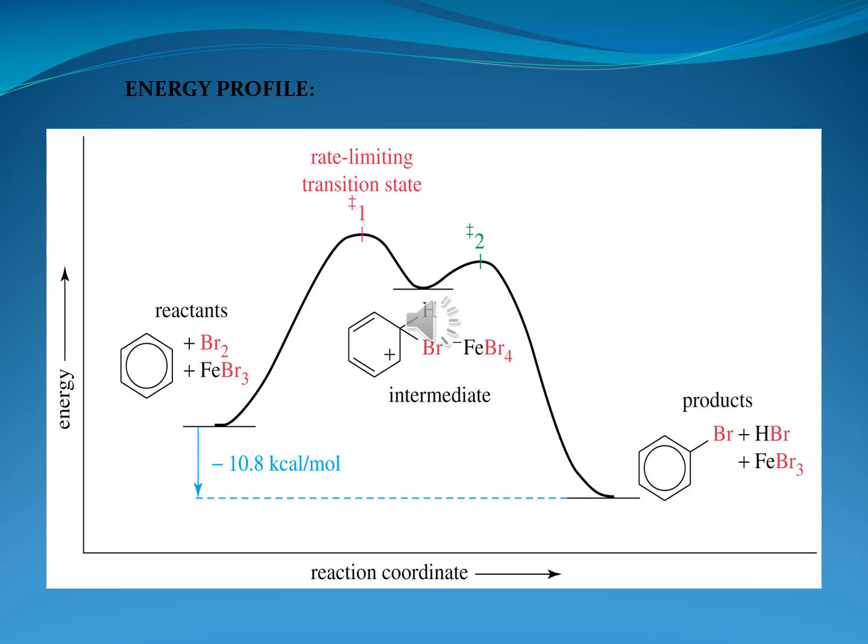Let's see the energy profile diagram of bromination. In the energy profile diagram, as you can see over here, we have energy on the y-axis and reaction coordinate, that is time, on the x-axis. Initially, when the benzene molecule is treated with bromine in the presence of iron tribromide, we require 10.8 kilocalorie per mole energy because at this stage the reaction is endothermic and maximum energy is required to start the reaction.